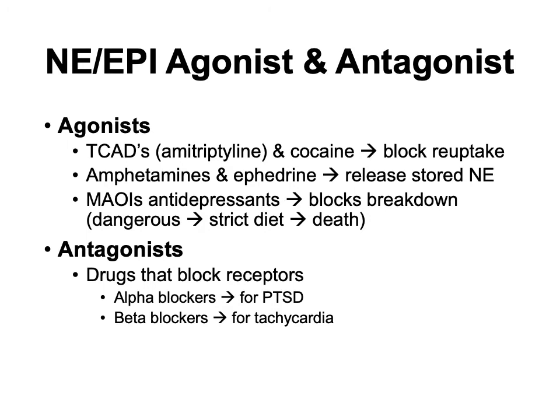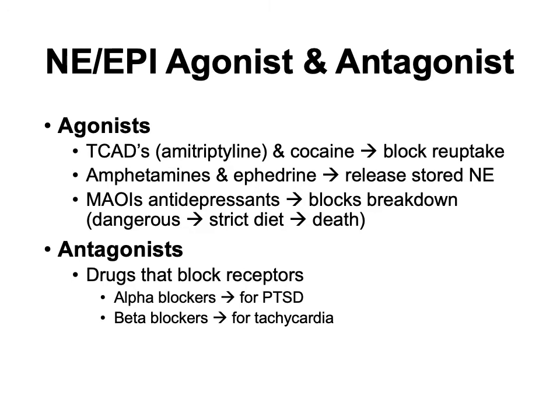Norepinephrine and epinephrine agonists and antagonists. Well, the agonists are tricyclic antidepressants, and they block the reuptake of norepinephrine and actually all catecholamines. One of the popular ones is amitriptyline. Also, cocaine will block the reuptake. Amphetamines and ephedrine will increase release of stored epinephrine. So inside the neurons, they store up norepinephrine, and amphetamines will release it. So the body gets a dumping of norepinephrine.